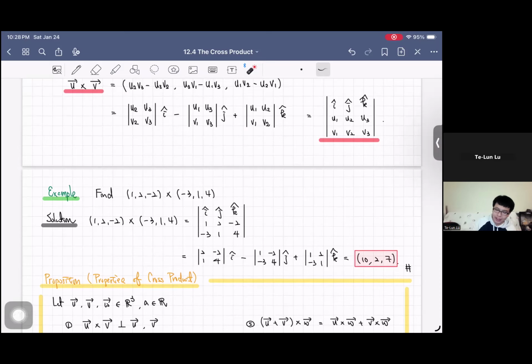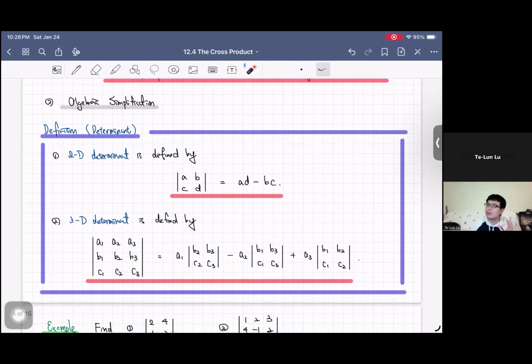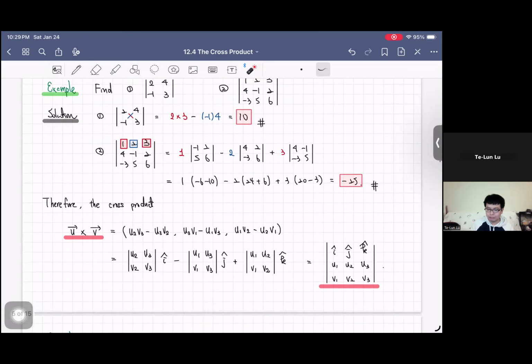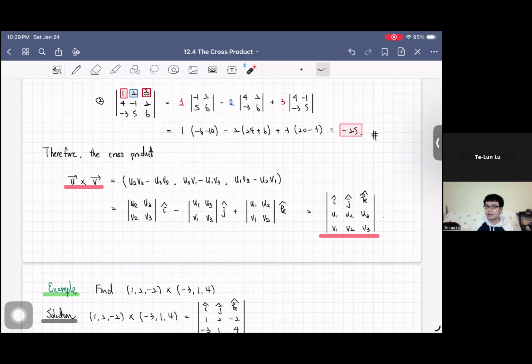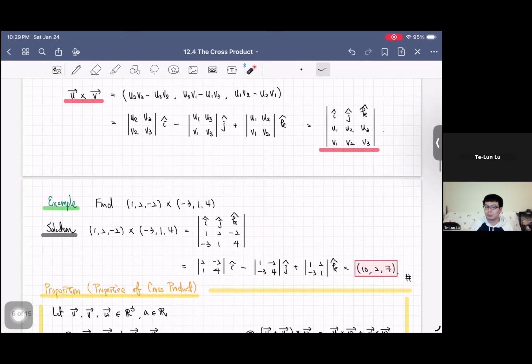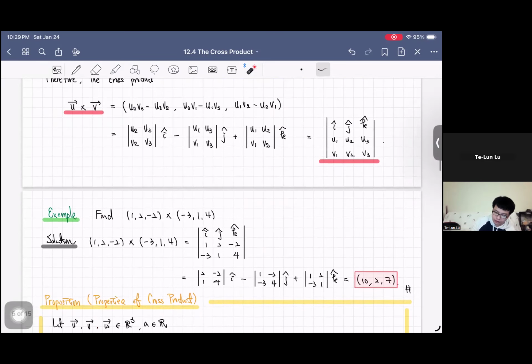So maybe I should put it like this: if you have already memorized the 3 by 3 determinant in this format, which is kind of logical, then you instantly have the memorization of the cross product. So you see, as an example, let us try to compute 1, 2, minus 2 cross product minus 3, 1, 4.